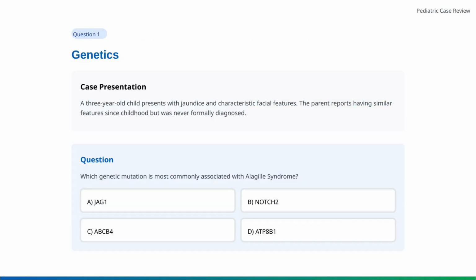your practice. A 3-year-old child presents with jaundice and characteristic facial features. The parent reports having similar features since childhood but was never formally diagnosed. Which genetic mutation is most commonly associated with Alagille syndrome? Option A, JAG1. Option B, Notch2. Option C, ABCB4. Option D, ADP8B1. Consider the inheritance pattern and the most common genetic findings in this multi-system disorder.